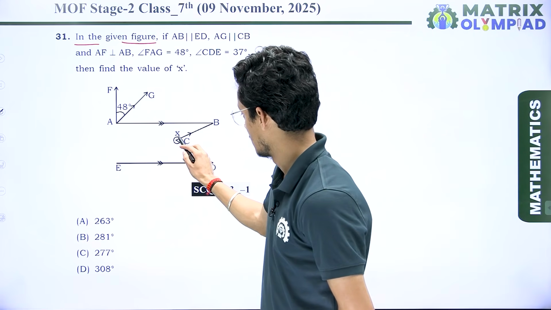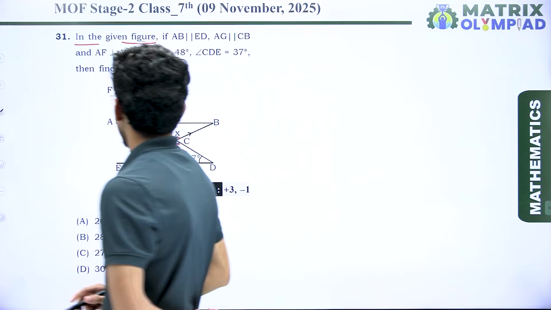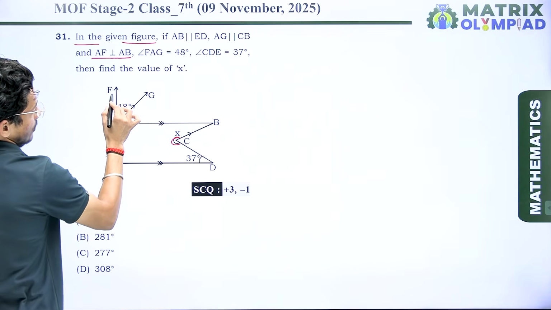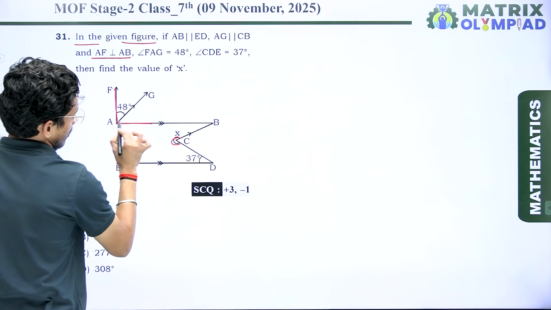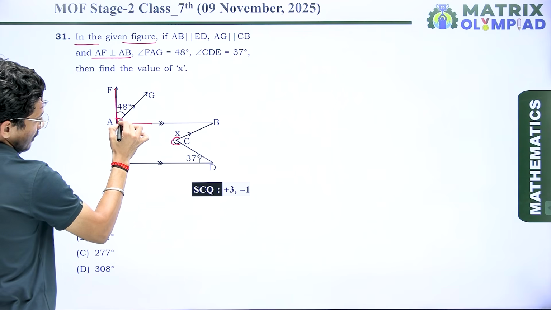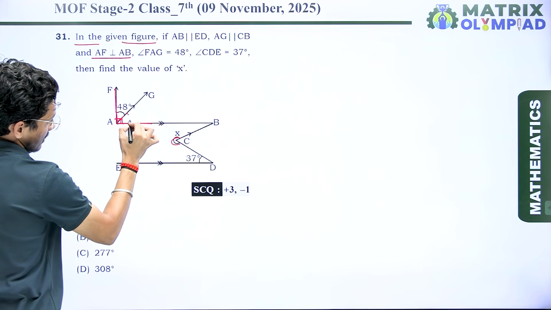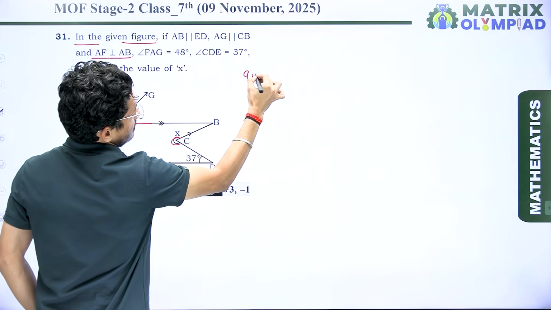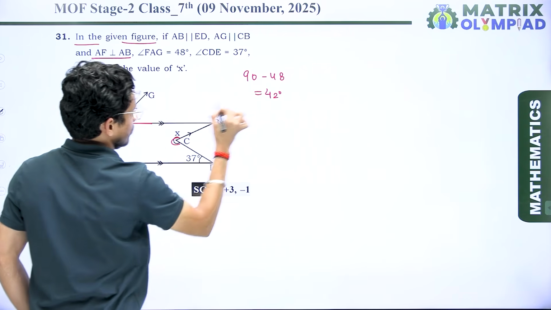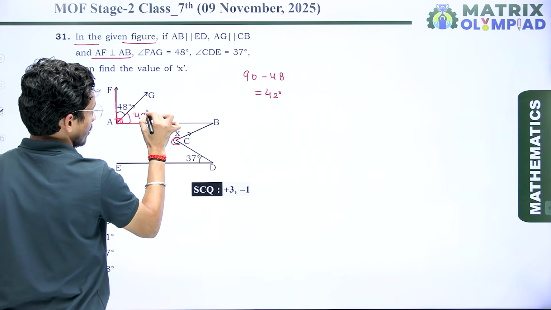It means this angle X. So we know here that AF is perpendicular to AB. So here we have AF, here we have AB. It means the complete angle is 90 degrees. So in 90 degrees, this one is 48 degrees. So the remaining angle is 90 minus 48, which is 42 degrees. So here I can write 42 degrees.